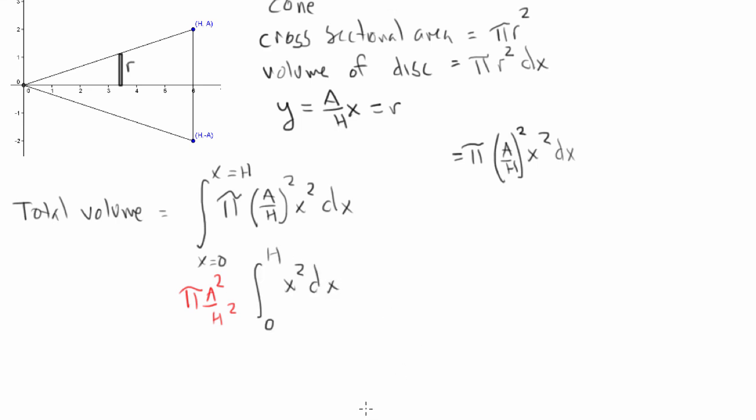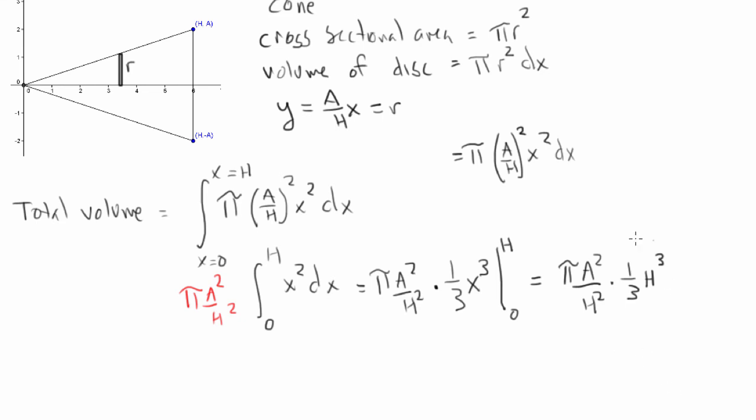This is a fairly simple integral to evaluate, just using some of our formulas for a power rule. And now we need to evaluate this at 0 and h. So evaluating this at 0 is pretty simple because the whole thing's 0, so we really only need to evaluate it at h.